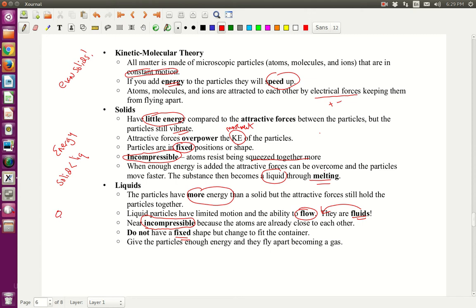So if I have an Erlenmeyer flask that looks something like this, and I have a liquid in it, it will take this shape in the flask. But if I pour it into a really tall test tube, it will take this shape. So whatever shape the liquid is poured into, it will fill that shape. They do not have a fixed shape. And give the particles enough energy and they will fly apart and become a gas. So solids have less energy than liquids. Liquids have less energy than gases, and that's next.